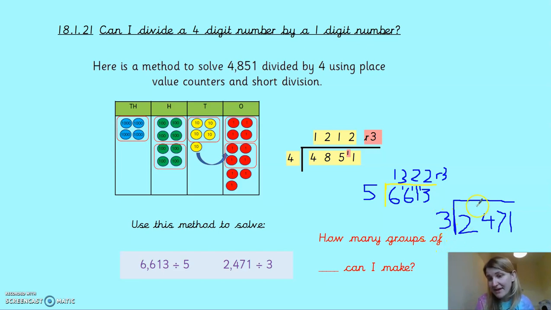How many groups of 3 can I make out of 2? I can't make any, so it's really important I put my 0 there to hold that place, okay? I carry over the 2. How many groups of 3 can I make out of 24? I can make 8 groups of 3 out of 24. How many groups of 3 can I make out of 7? I can make 2 groups, which would be 6, and then I've got 1 left over. And then how many groups of 3 can I make out of 11? 3, 6, 9. I can make 3 groups, and then I'd have 2 left over. So that would be my answer, okay?